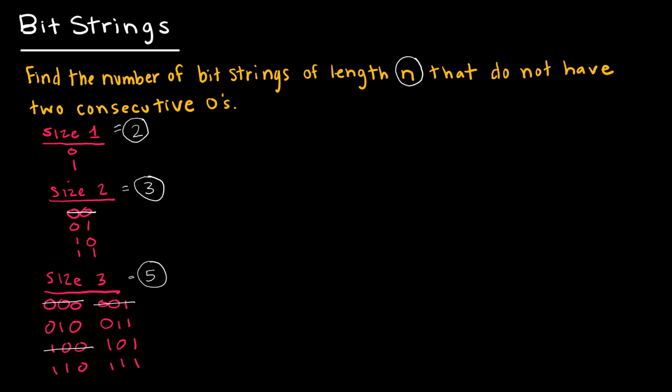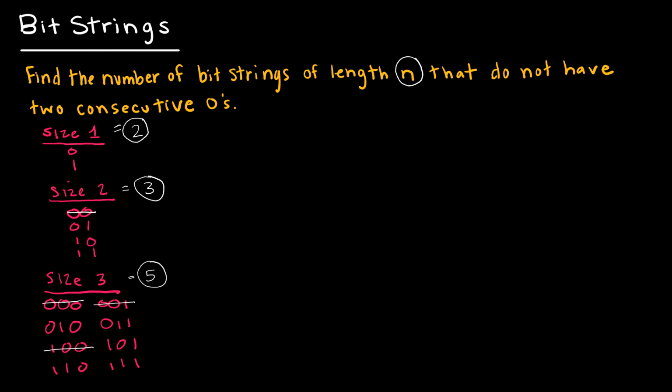So the easy way out is to say, well, 2 plus 3 is 5, so maybe that works. And then you would find size 4. If size 4 had 8 possibilities, then you would feel pretty confident in your abilities to say, just add the 2 values before. But let's make sure we understand or verify that that in fact works.